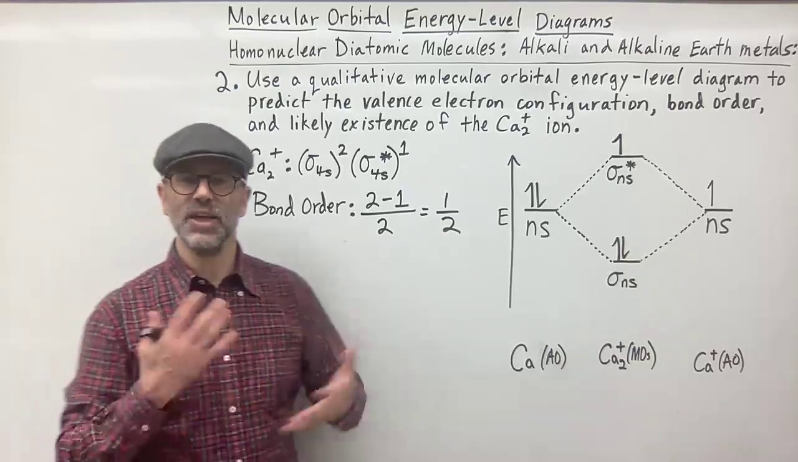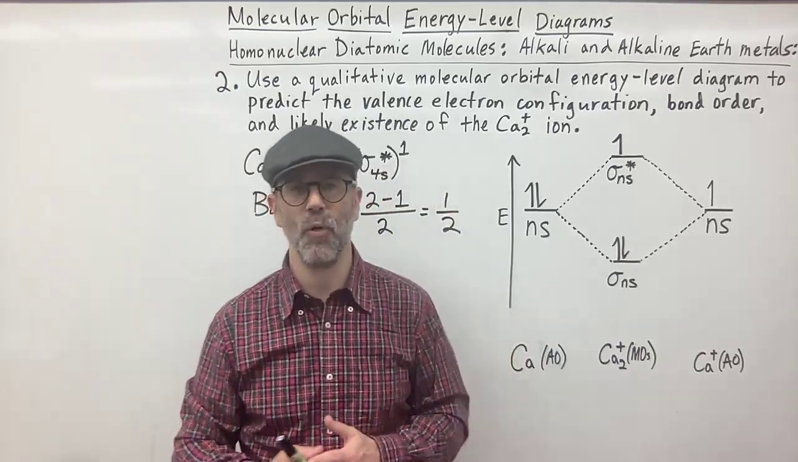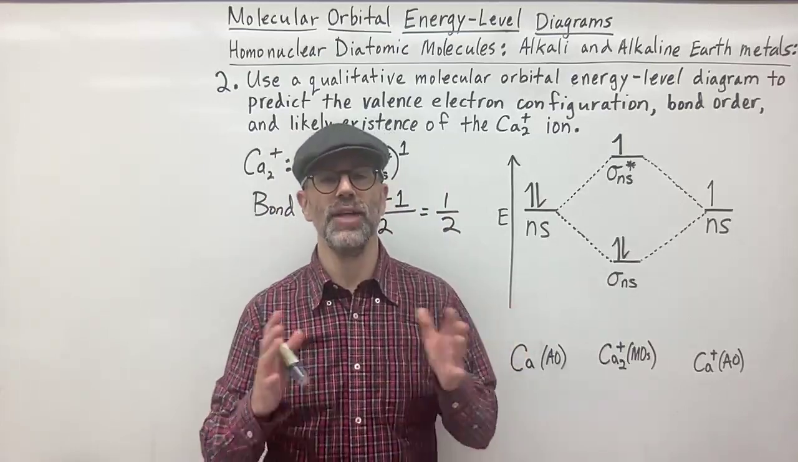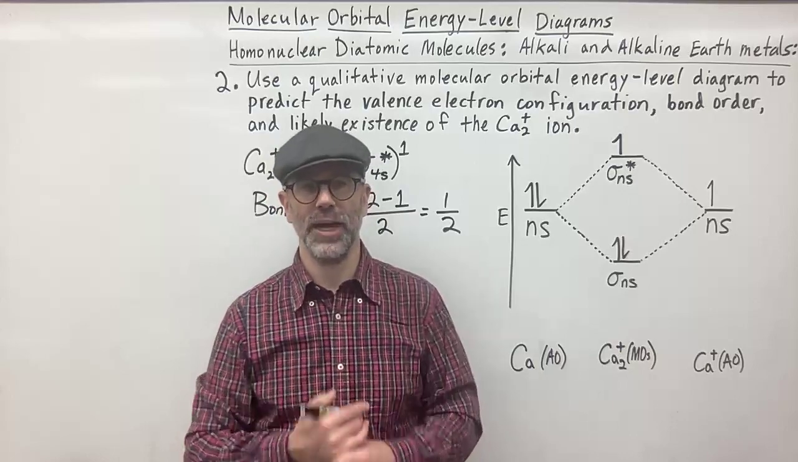And so again, these are a couple of examples to show you how you could fill out the orbital diagram for various homonuclear diatomic molecules for your alkali and your alkaline earth metals.